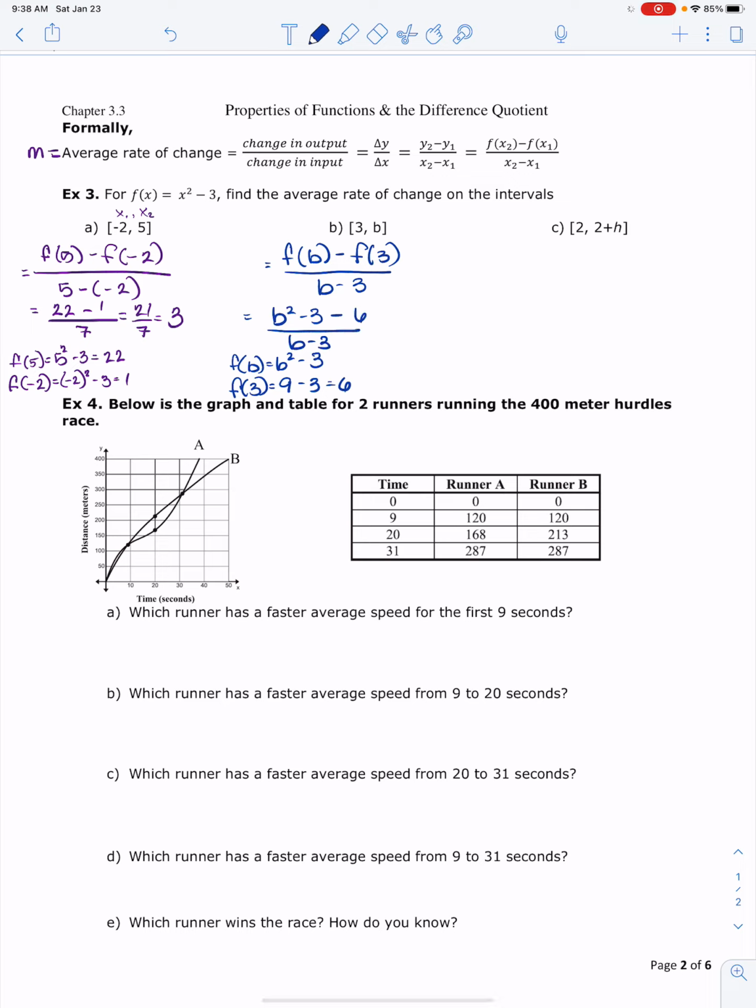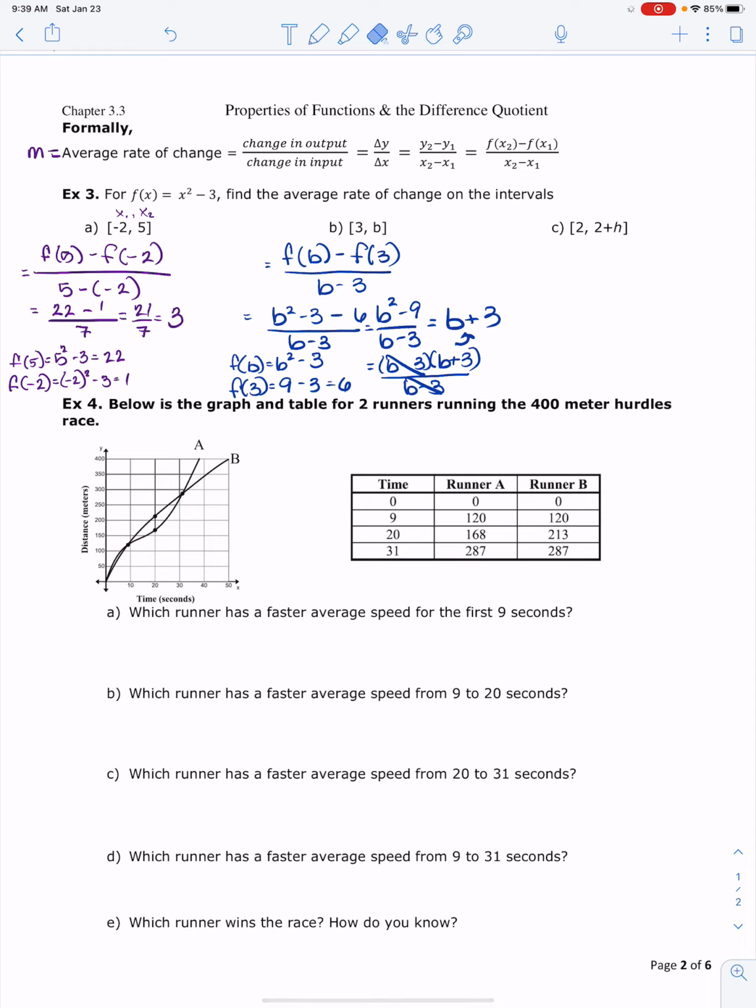b minus 3. Gives me b squared minus 9 over b minus 3, and watching for ways that we can simplify, I can factor this into b minus 3 times b plus 3. That numerator is a difference of 2 squares. I'm going to cancel my b minus 3's, and I end up with, I'm going to write it up here because I'm running out of room, b plus 3.